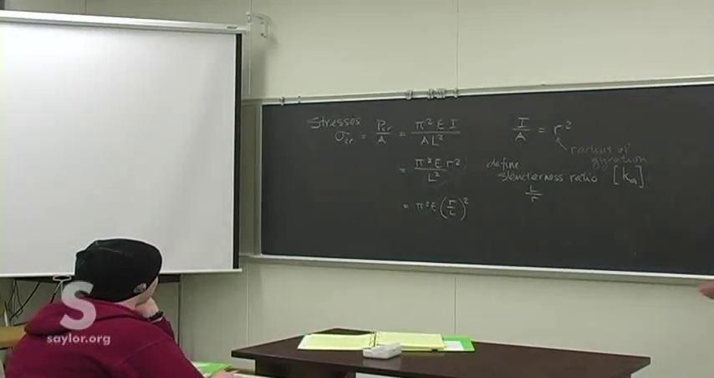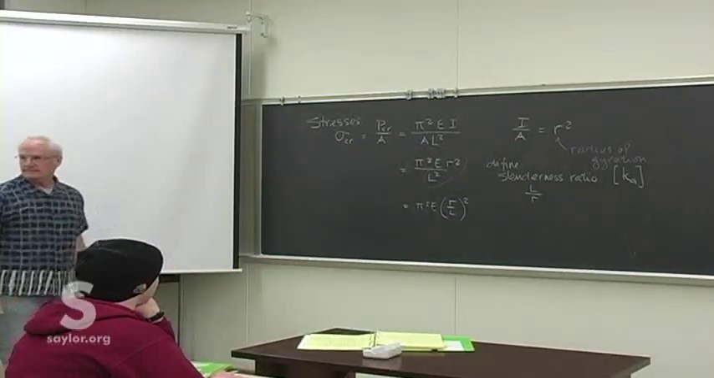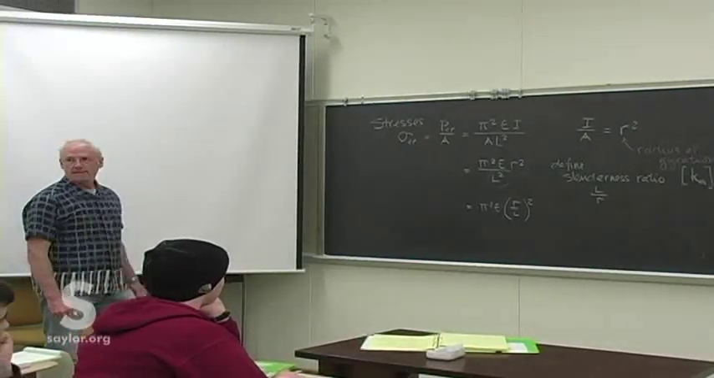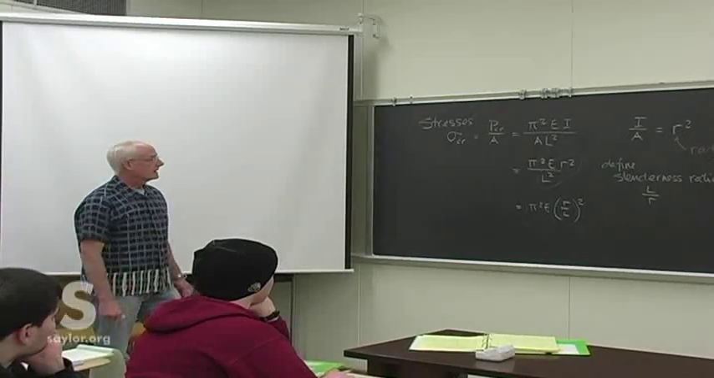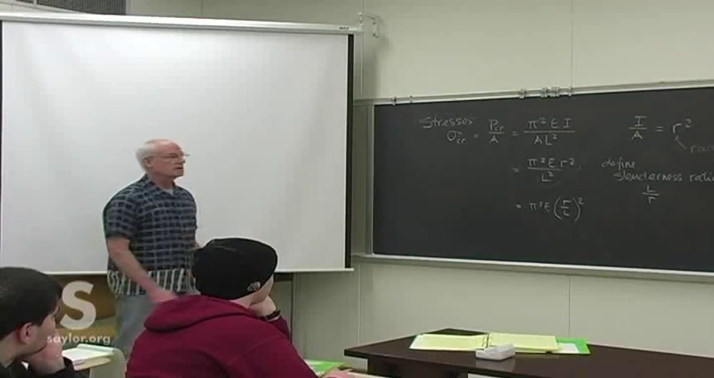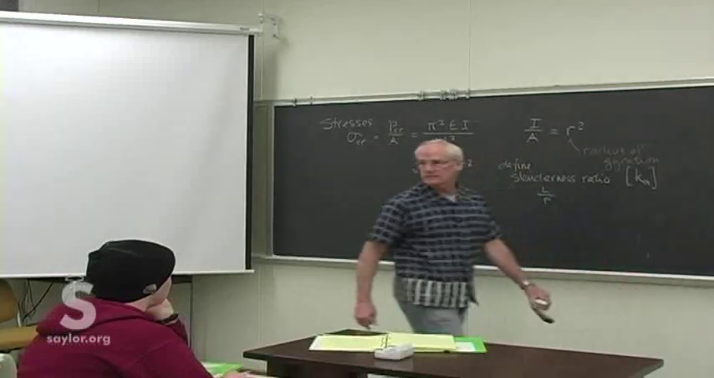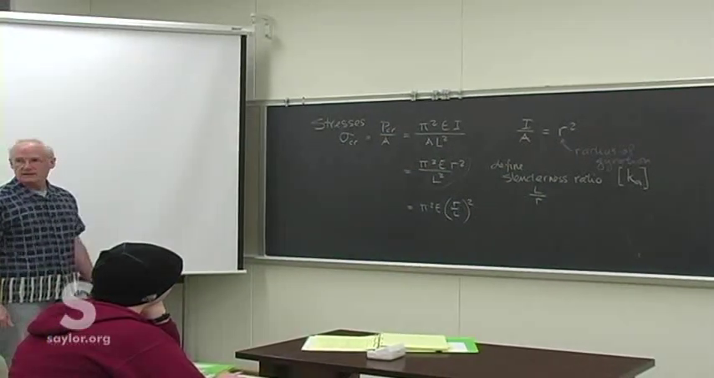Is A just an area? Yeah, the cross-sectional area. Didn't in dynamics we define it as rate of radiation is I over a moment? This is area, first moment of area that we're using, not necessarily first moment of mass like we use in the units different dynamics.